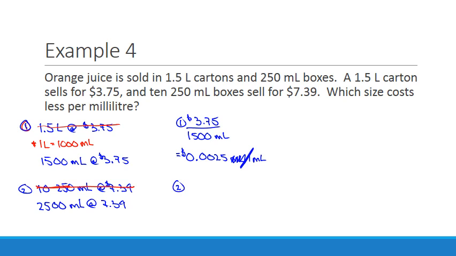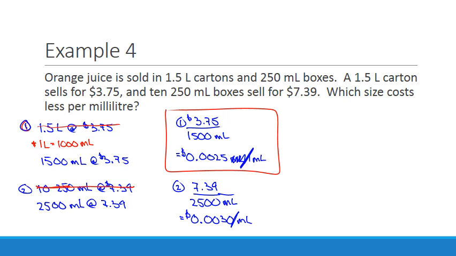The second one is $7.39 over 2,500 milliliters. Divide top by bottom, and I end up getting 0.0030 dollars per milliliter. Man, I did that twice in a row. Anyway, you can see that these are small amounts, less than a cent per milliliter. That might seem strange, but I can still compare them. And when I compare them, I can see that the first one is the cheaper way to go.